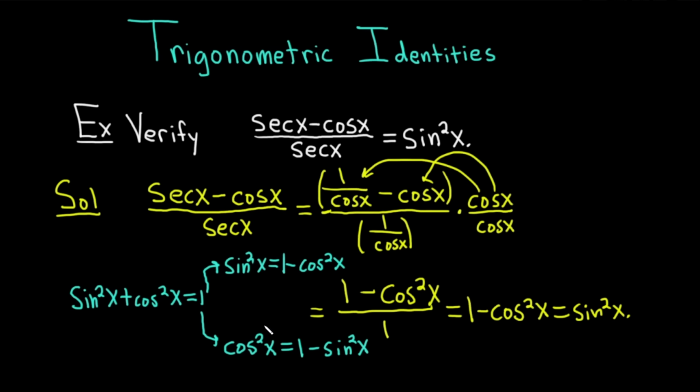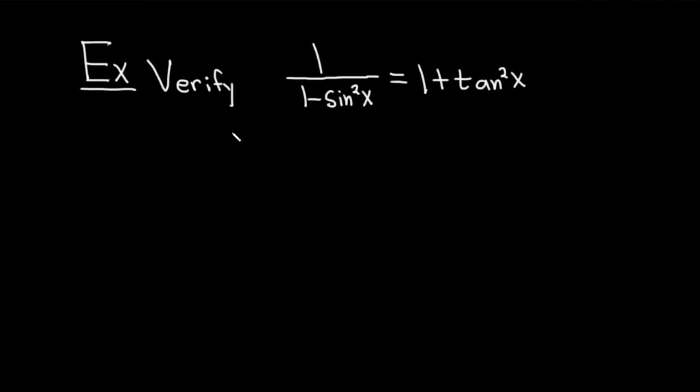Okay, let's go ahead and do another example. Verify 1 over 1 minus sine squared equals 1 plus tan squared. In this problem, you could start with either side, but let's start with the left-hand side because I think it might be a little bit easier to explain. So we'll start by writing down the left-hand side again. 1 over 1 minus sine squared of x.